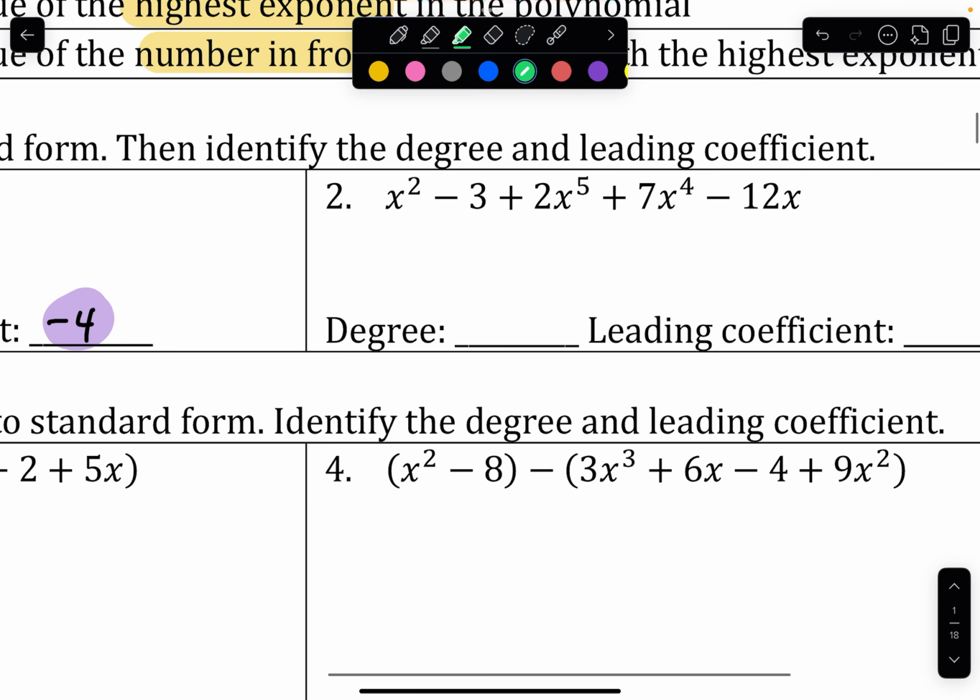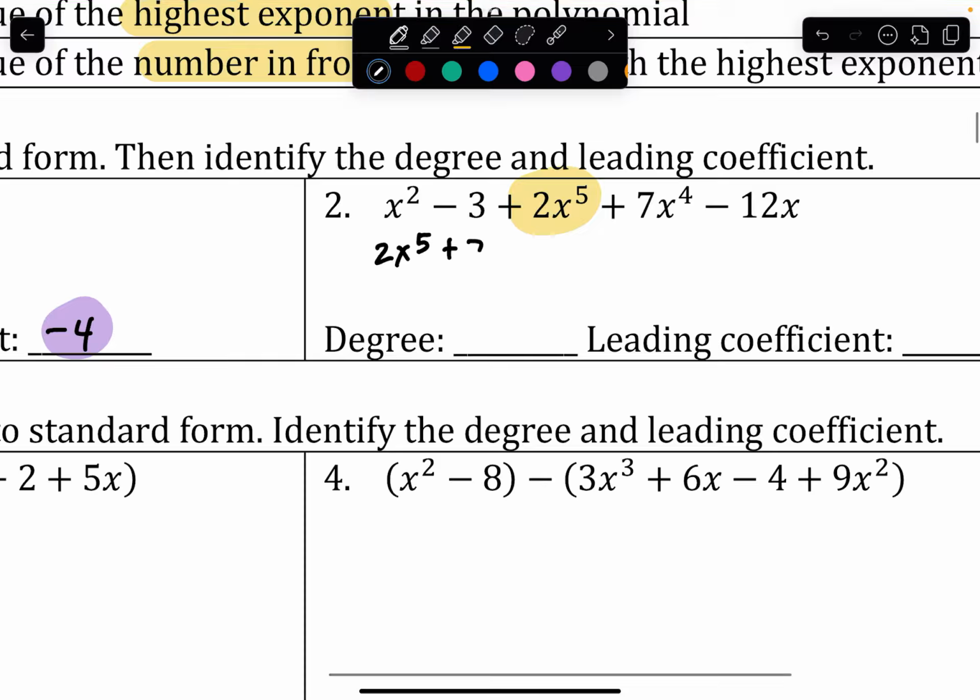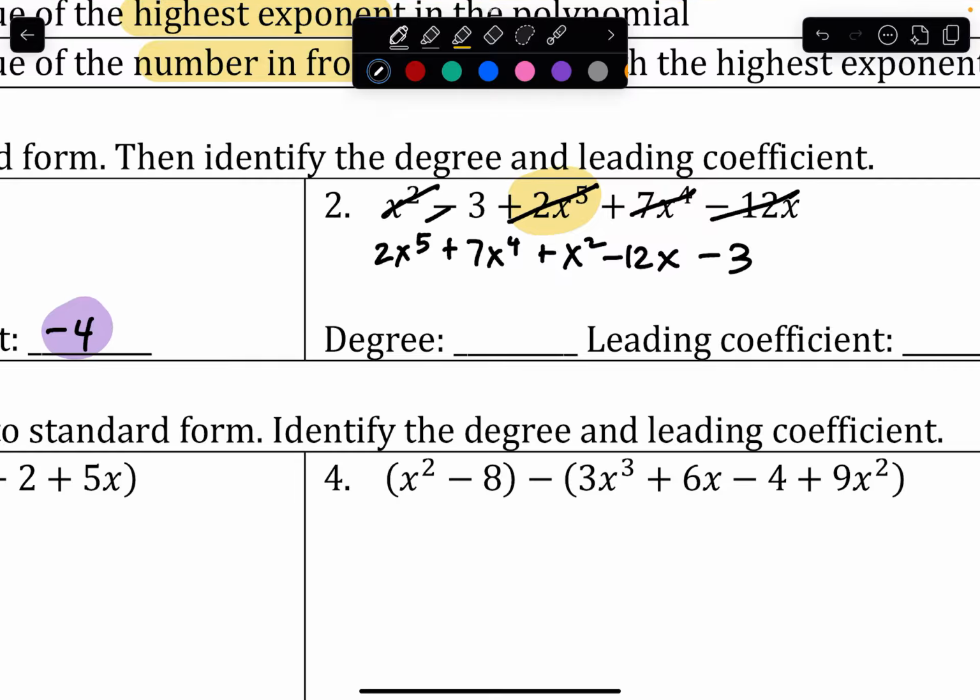Okay, here our highest exponent is a 5, so that would go first. And then we would have the 7x to the 4th. And then we would have the x squared. And if you want to cross them off as you write them, that might help. Then we have the negative 12x, and then we have the negative 3. Okay, and so our degree is 5. Our leading coefficient is 2.